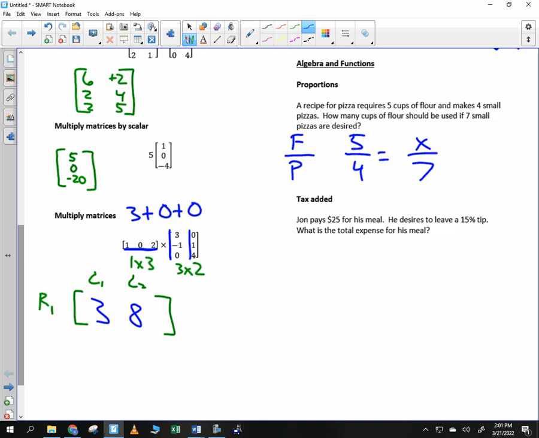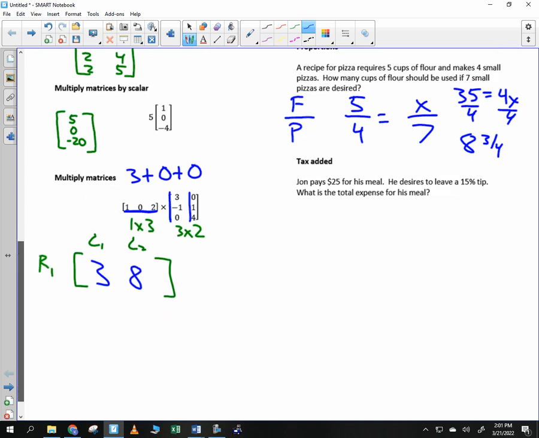I cross multiply, I get 35 is equal to 4x. Divide by 4, and you get 8 3/4. Oh, I guess 35 over 4 would be accepted. Okay. 35 over 4. Yep, that's fine. That's okay.